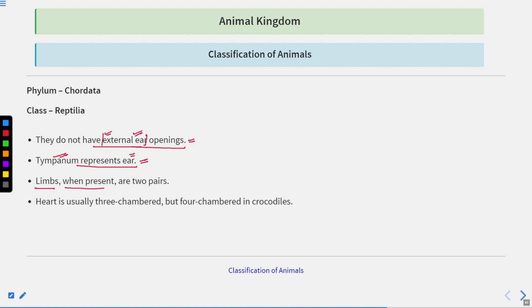Limbs, when present, are of two pairs. In some of the organisms, like the chilon, that is the turtle you have seen, the crocodile, the chameleon, they have two pairs of limbs. Heart is usually three chambered, four chambered in the crocodile. This is a very exceptional feature we see in reptiles, that the crocodile has a four chambered heart, that is two auricles and two ventricles. But other reptiles have three chambers, two auricles and one ventricle.